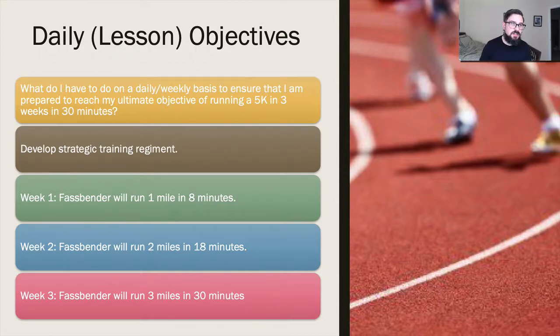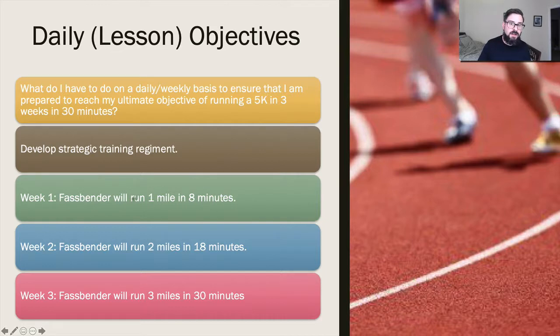Well, I need to develop a strategic training regimen. So what would week 1 look like? So week 1 might be Fassbender will run 1 mile in 8 minutes. We know that a 5K is 3.11 miles, and so I'm going to break it down into 3 weeks. If I run 1 mile in week 1, I might run 2 miles in week 2, and then my final objective will be to run 3 miles in week 3, but also giving myself that time frame.